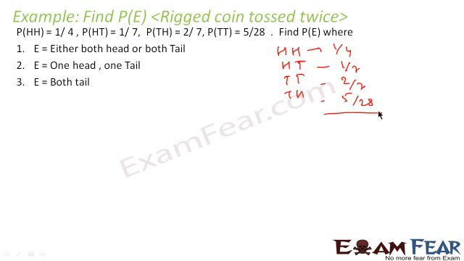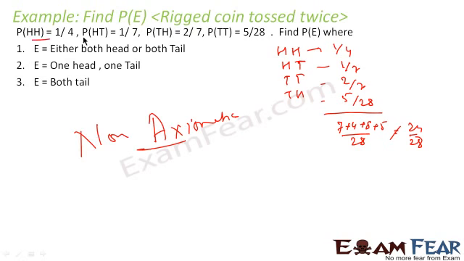Let's add this. So when we add this, I'll make 28 common. So it will be 7 into 4, 28, plus 4, 8, plus 5. So I get 7 plus 4 is 11, plus 8 is 19, plus 5 is 24 by 28, and this is not equal to 1. So that means it is non-axiomatic. Since the sum of all the probabilities is not 1, this is non-axiomatic. That means we can't solve this question.